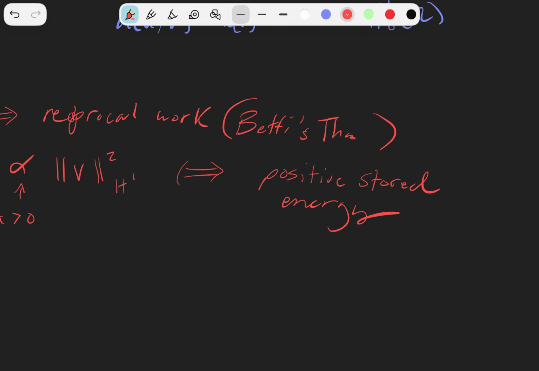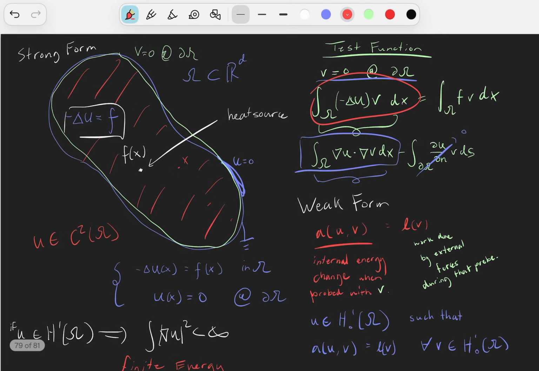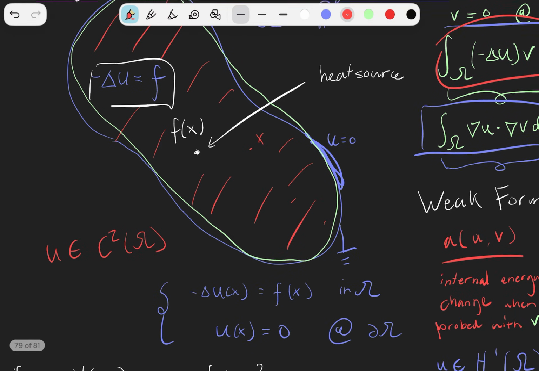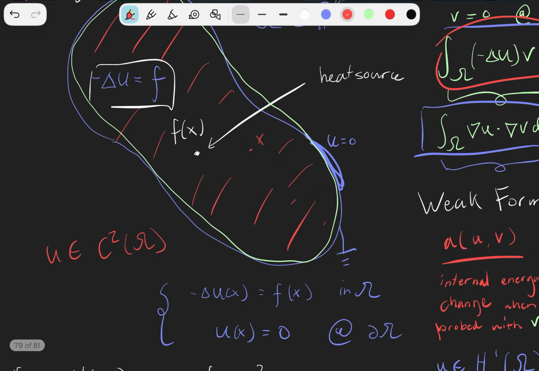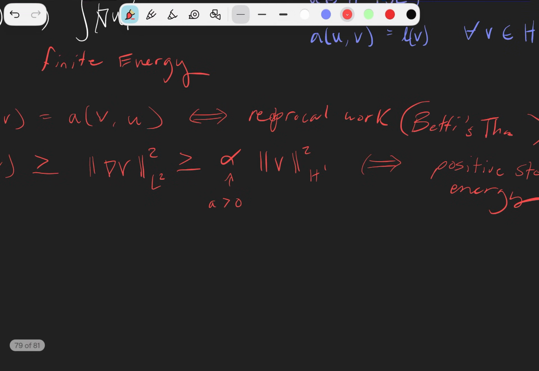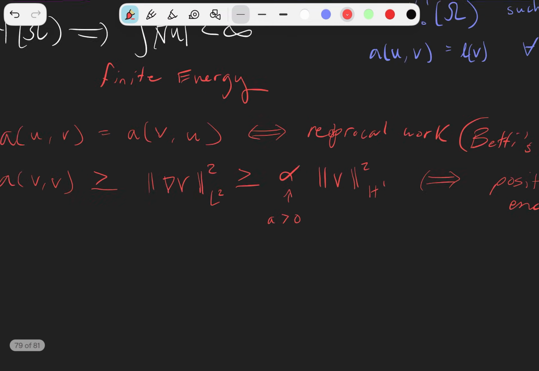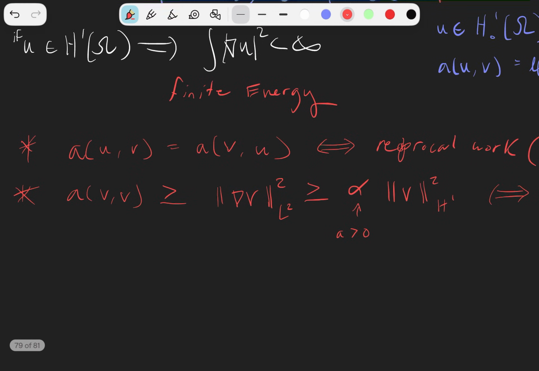Okay. And another thing to note is that rigid motions of this region cost 0 energy, and the rigid motion would cost 0 energy only if it's not forbidden by the boundary conditions, all right? And so that's why positive stored energy, if we have positive stored energy, then we know that it's coercive.